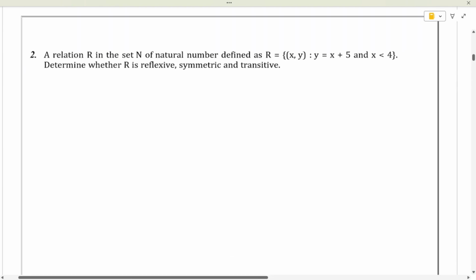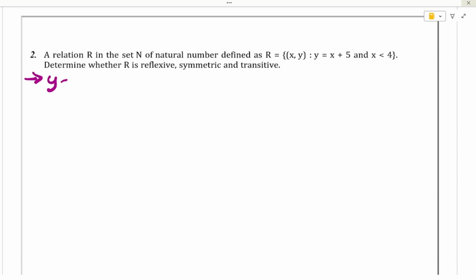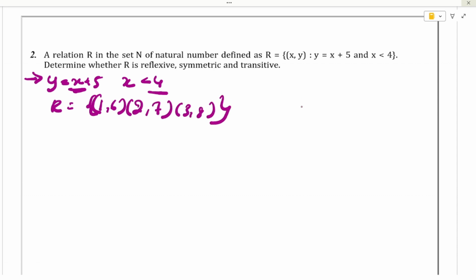Now the next question they have given is y is equal to x plus 5, and the condition on x is that it is less than 4. To show the relation, you can substitute any value for x that is less than 4 and you will get the y value. First substitute 1, 2, 3. If you substitute 1, 1 plus 5 will give you 6, then 2 comma 7 and 3 comma 8. This will be the relation for the particular condition they have given.